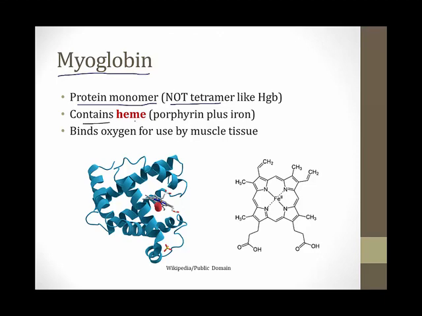It does contain heme, just like hemoglobin. That means it has a porphyrin ring, as I've shown on the bottom right side of the screen, with an iron molecule in the middle. So it has heme just like hemoglobin does. And it binds oxygen also just like hemoglobin, but in this case, it binds oxygen only for use by the muscle tissue in which it's found.